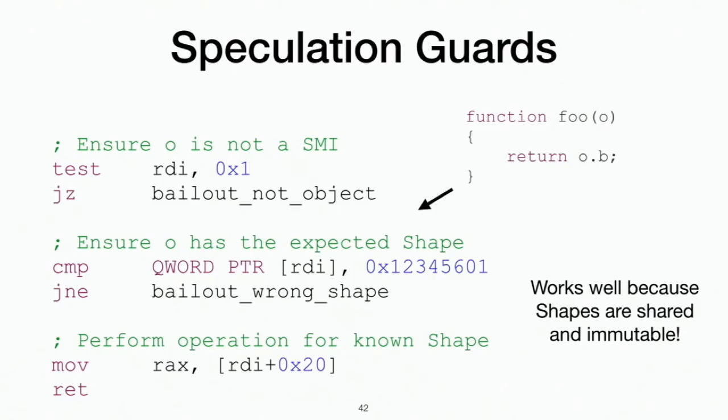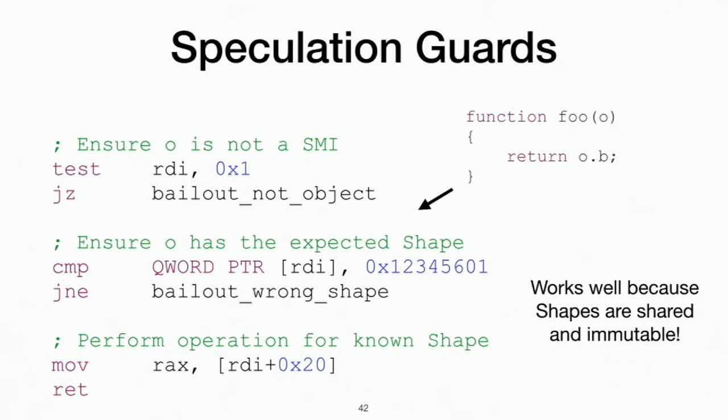So first we have to make sure that O is not a SMI. So we need kind of the inverse SMI guard that makes sure it's an object. Again, checking the least significant bit. Then we have a shape guard that makes sure we have the expected shape. And then at that point, if both of these guards run through, we have type information. We know the shape of this object, and we can just directly load this property from the object.